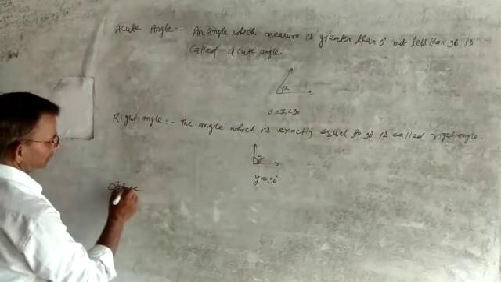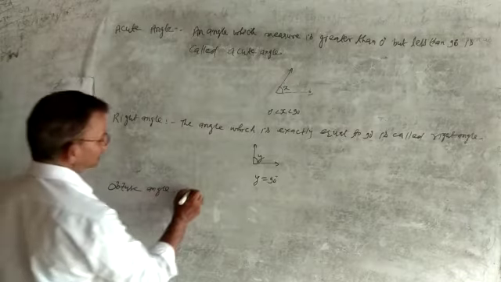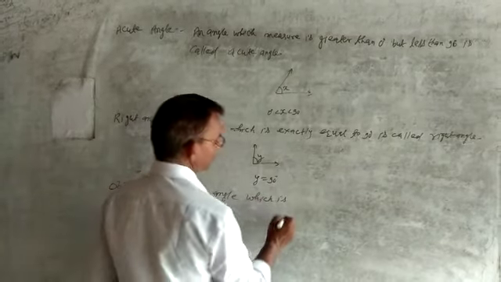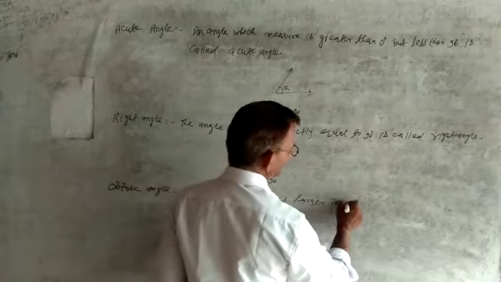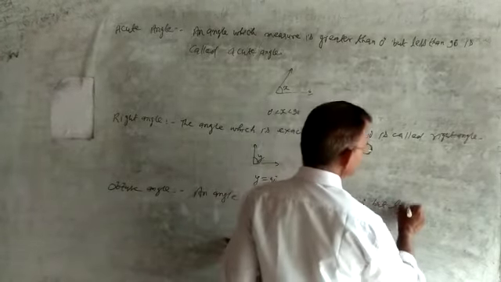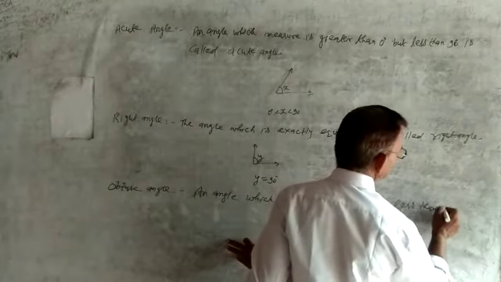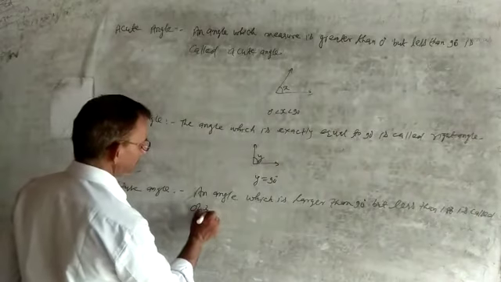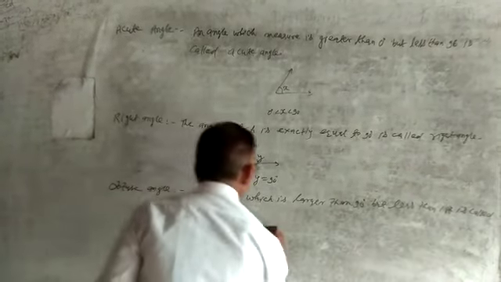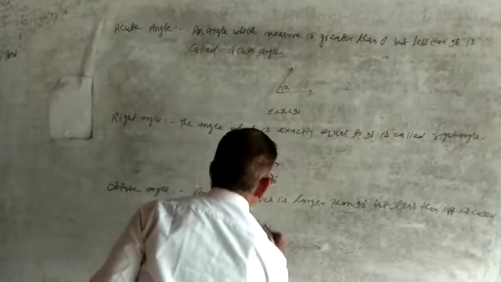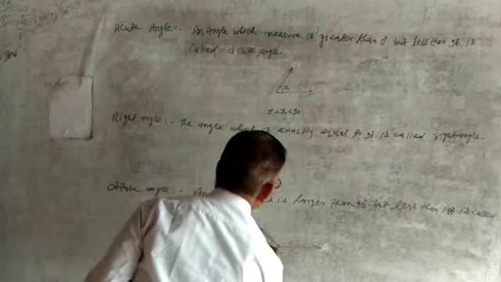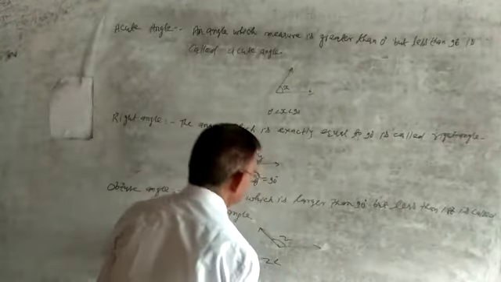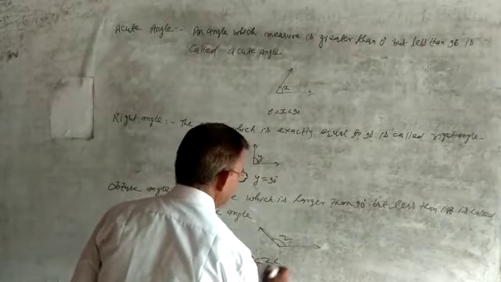Obtuse angle. An angle which is larger than 90 degrees but less than 180 degrees is called an obtuse angle. Suppose this angle is z. So z is larger than 90 degrees and less than 180 degrees.